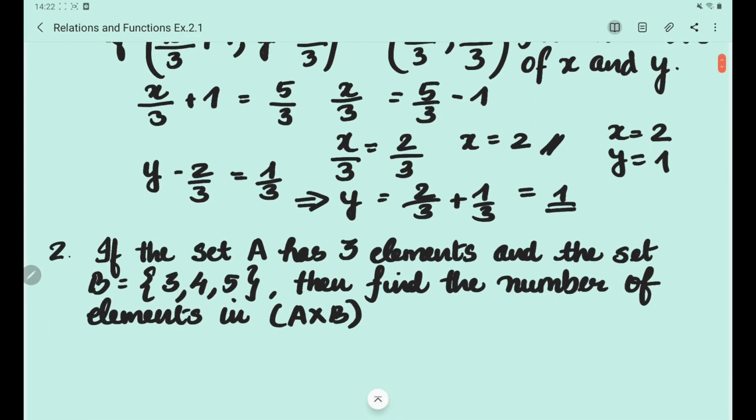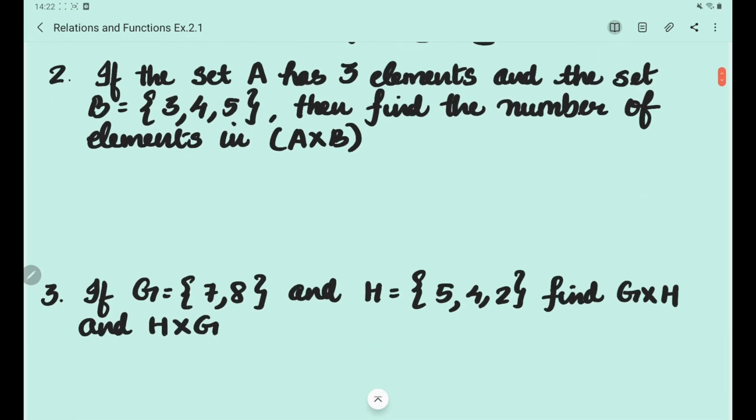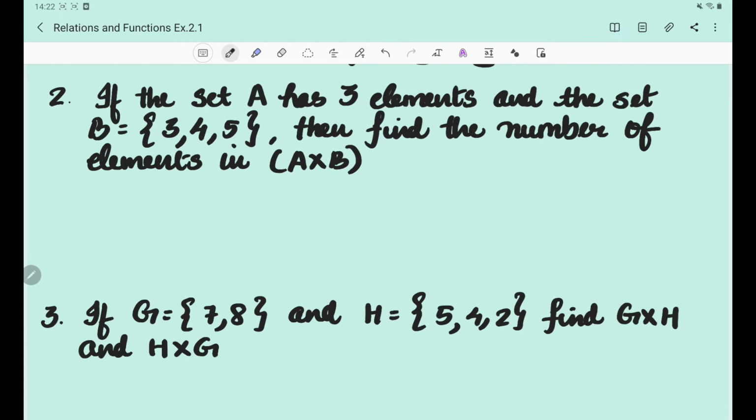Now let's directly go to the second problem. If the set A has 3 elements and the set B is given by {3, 4, 5}, then find the number of elements in A cross B. What is this A cross B? This is the set of all ordered pairs, that is, the Cartesian product of the sets, given as A cross B.